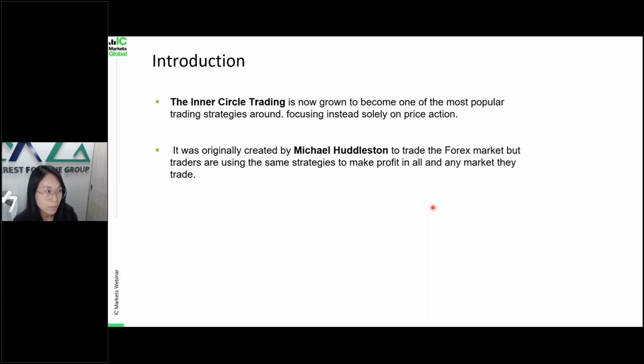So, like I mentioned earlier, today's session is mainly to introduce you to ICT trading, what the strategy is about, and the concepts of ICT trading.